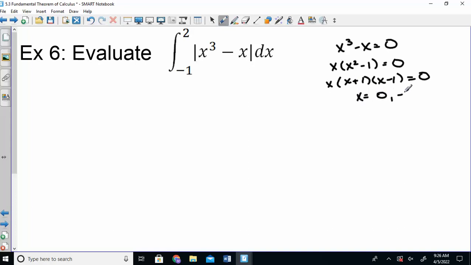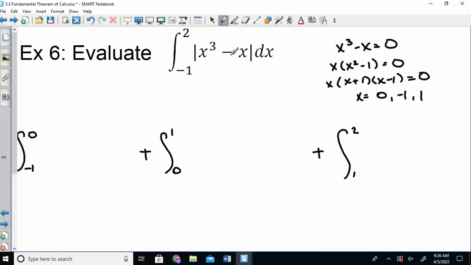So we get 0, negative 1, and 1. So we're going to have multiple pieces here. Negative 1 was the first starting point, so we'll have to stop that one at 0. Then we'll have to go from 0 to 1. And then we're going to have to go from 1 to 2. So we have to break up our integral every time that absolute value equals 0.